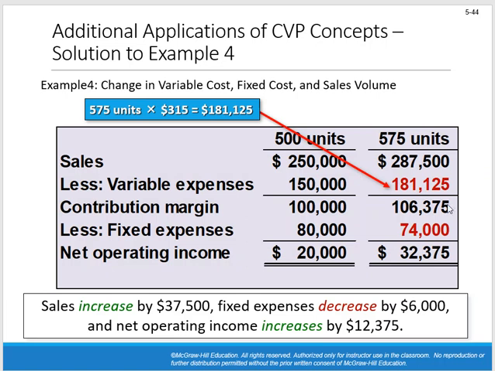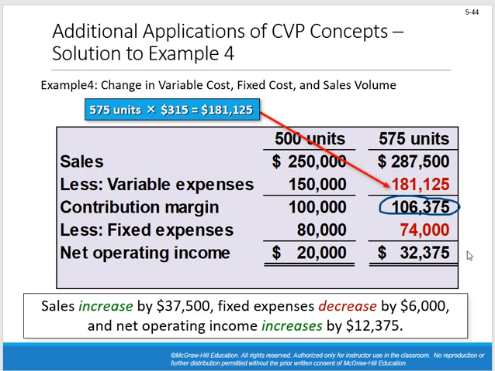So if we want to draw out our income statement, really we could just start right here with 575 units times 185 gives us 106,375, but they've done their sales minus variable equals contribution margin. And now our fixed expenses are lower by 6,000, and our net operating income is now up to 32,375. So if you're the business owner and you're thinking about this change, we've decreased our fixed expenses and taken on more variable expense per unit.